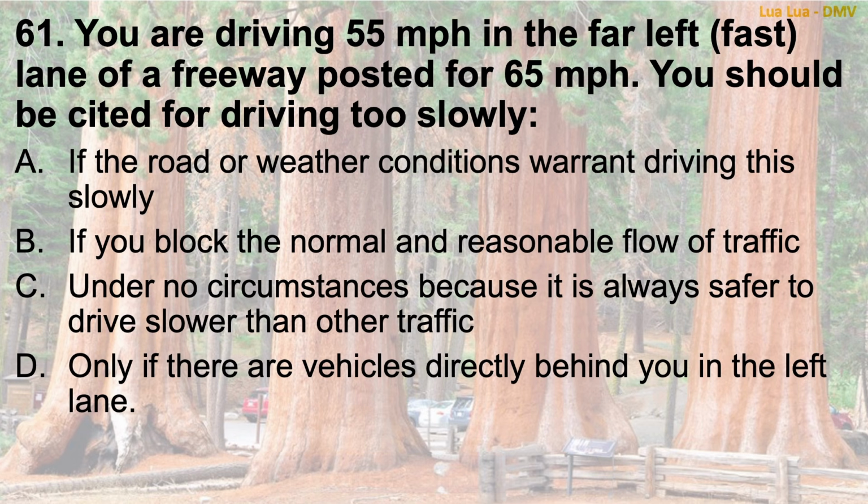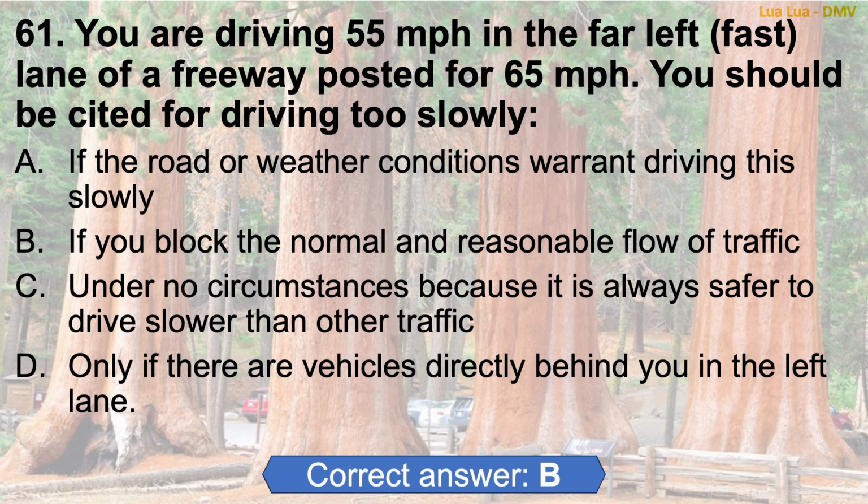Question 61. You are driving 55 miles per hour in the far left fast lane of a freeway posted for 65 miles per hour. You should be cited for driving too slowly. A. If the road or weather conditions warrant driving this slowly. B. If you block the normal and reasonable flow of traffic. C. Under no circumstances because it is always safer to drive slower than other traffic. D. Only if there are vehicles directly behind you in the left lane. The correct answer is B. If you block the normal and reasonable flow of traffic.